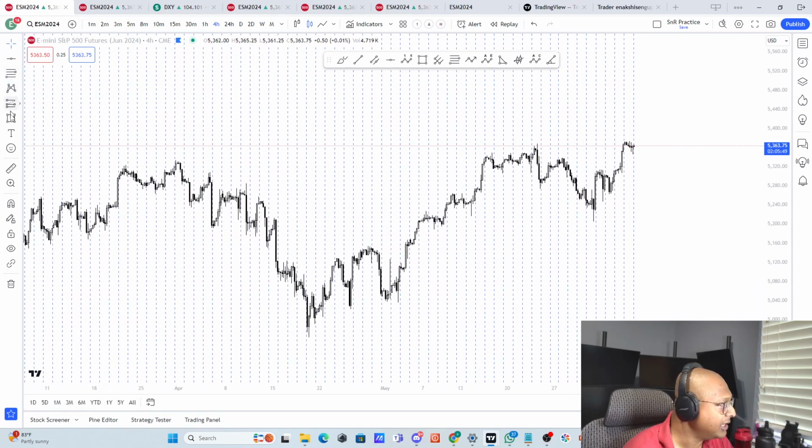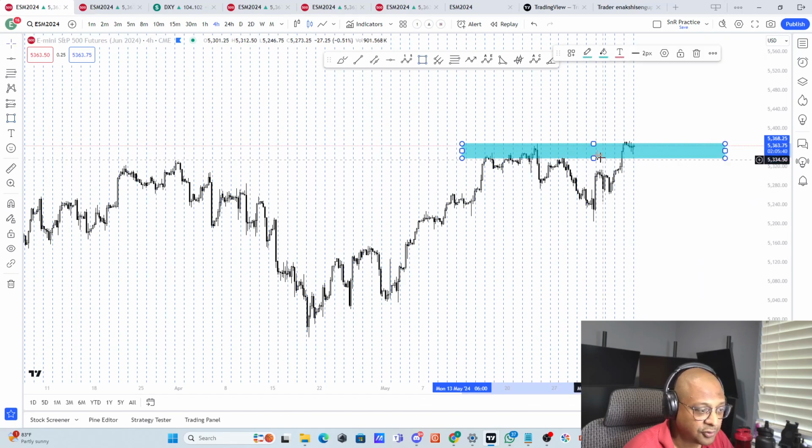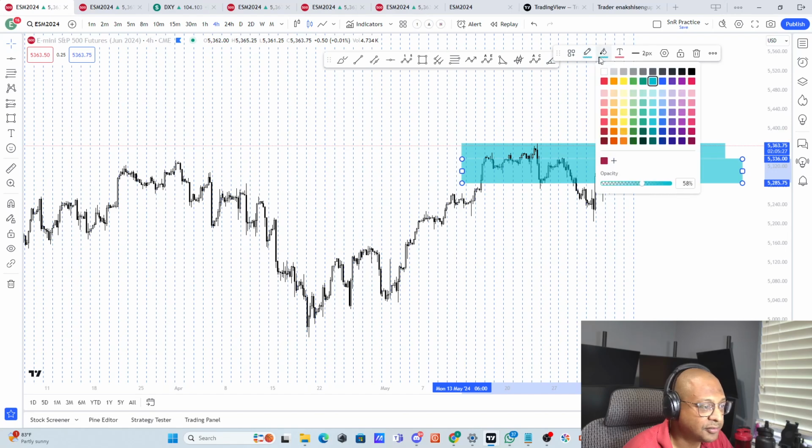Right now, in the 4 hour chart, I have certain sections. Okay. If you see, this is one section which is a trading range by itself. This is another section which is a trading range by itself. Let me change the color a bit.